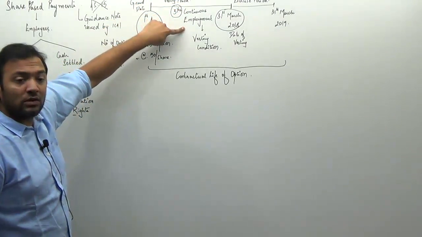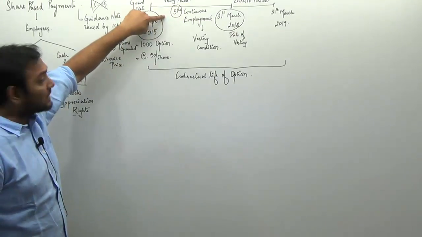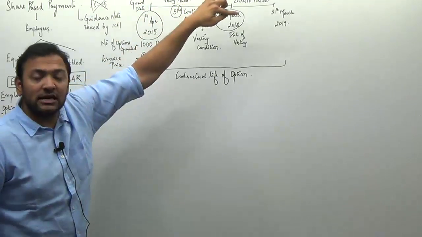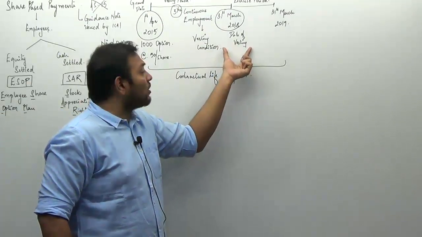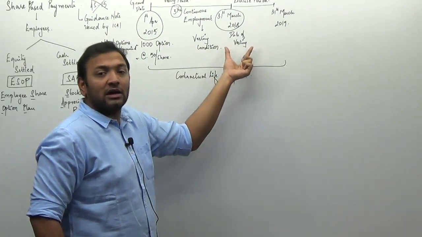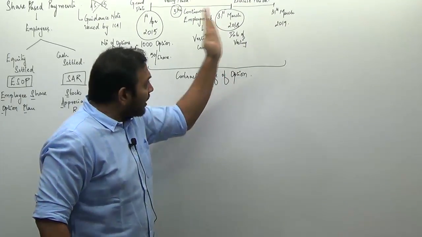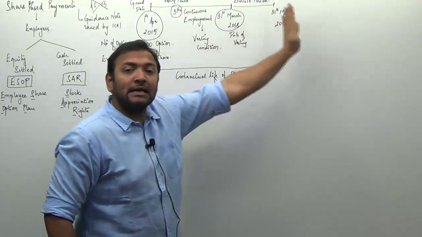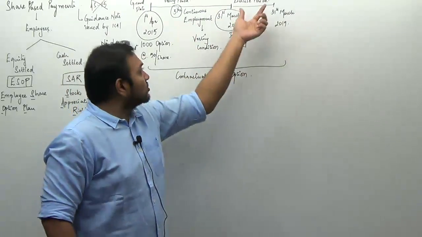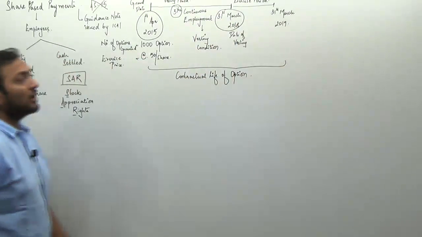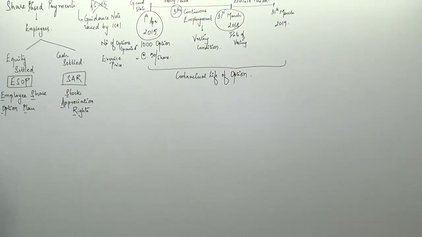How many years should I do continuous employment? 3 years. The 3 years is the period of vesting. And at the completion of the third year, 31st March 2018 will be called the date of vesting. From the date of vesting, I'll extend a period so that the options vested can be exercised. This is called the exercise period. And finally, at the end of 31st March 2019, the contractual life of the option closes.